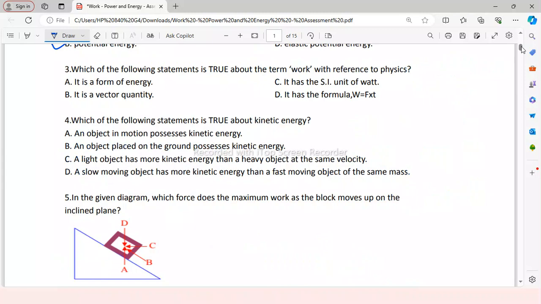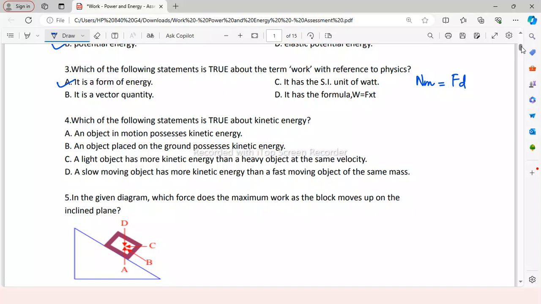Then which of the following statements is true about the term work with respect to physics? Work is a form of energy, clearly because they have same unit as well. It is a vector quantity. No, it is not. It is a scalar physical quantity, and so is energy. It has the SI unit of watt. No. What is the standard unit for power? The standard unit for work is joule, which could also be written as Newton into meter, right? Newton for force and meters for displacement. It has the formula force multiplied by time. No, this is the formula for impulse. The formula for work done is the dot product of force and displacement.